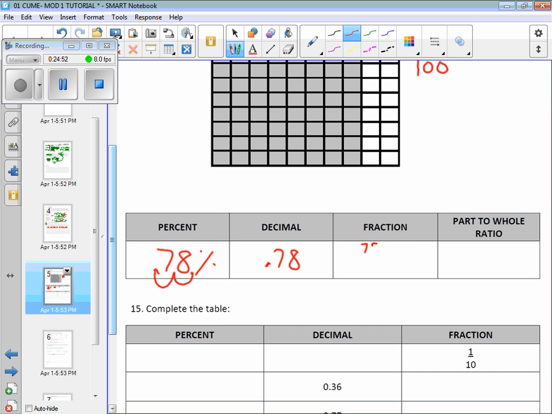Fraction is already mentioned, 78 per 100. If you want to reduce it, find the value of the ratio, you can, but you don't have to. 39 to 50. Part to whole, no surprise there, it's still 78 to 100.